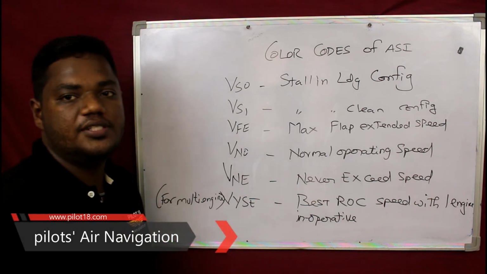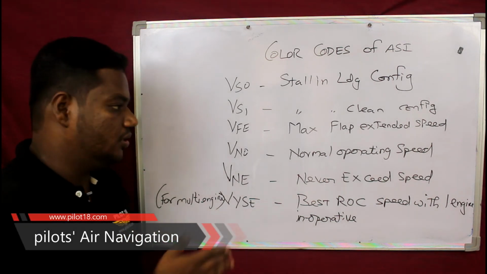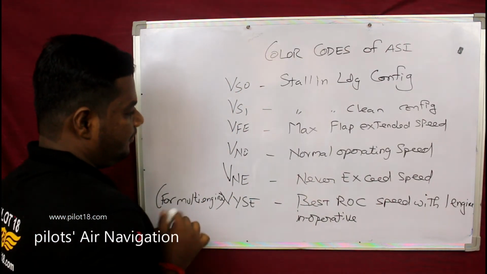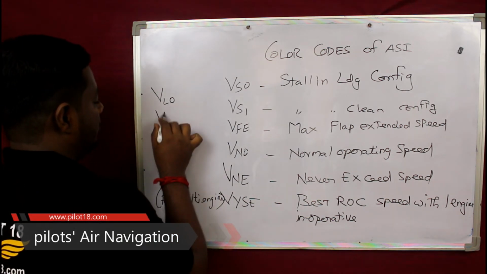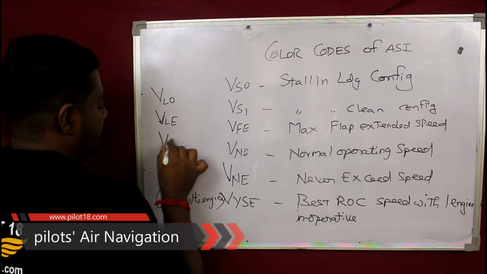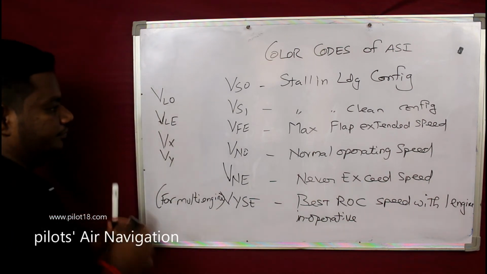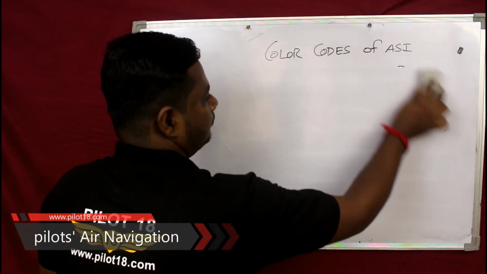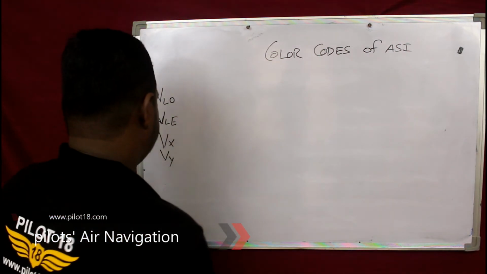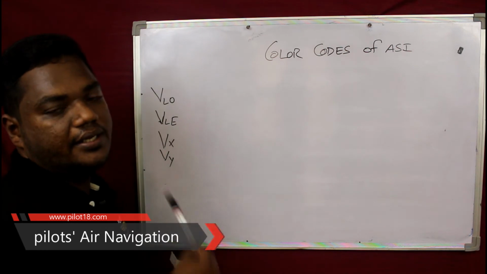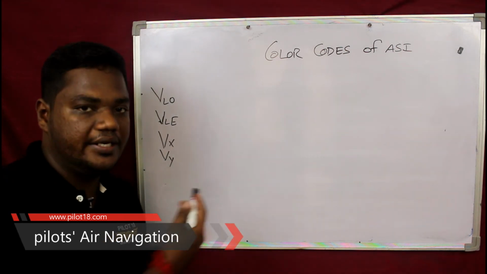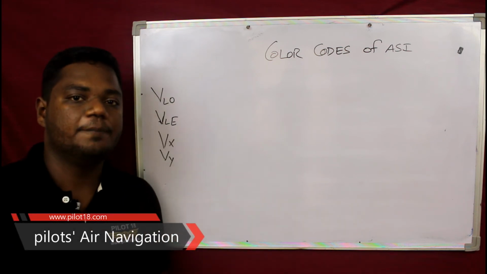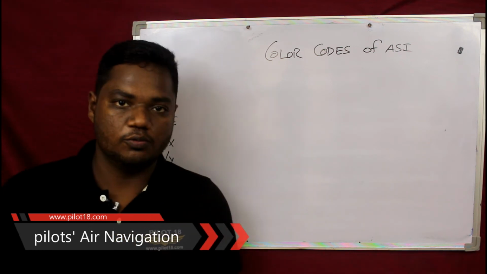Right? Apart from this, we do have some other important V-speeds also. Let's look at it. Apart from this, we have VLO, VLE, VX, VY. These kinds of speeds we do not have in the airspeed indicator color markings, but in exams they usually ask the definition of these speeds and what we have seen just before. Okay, VFE, VSO, VS1 and so on.